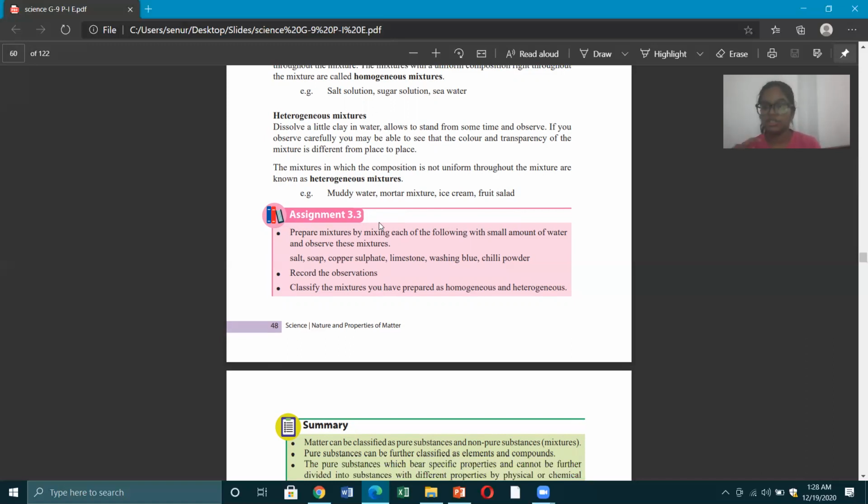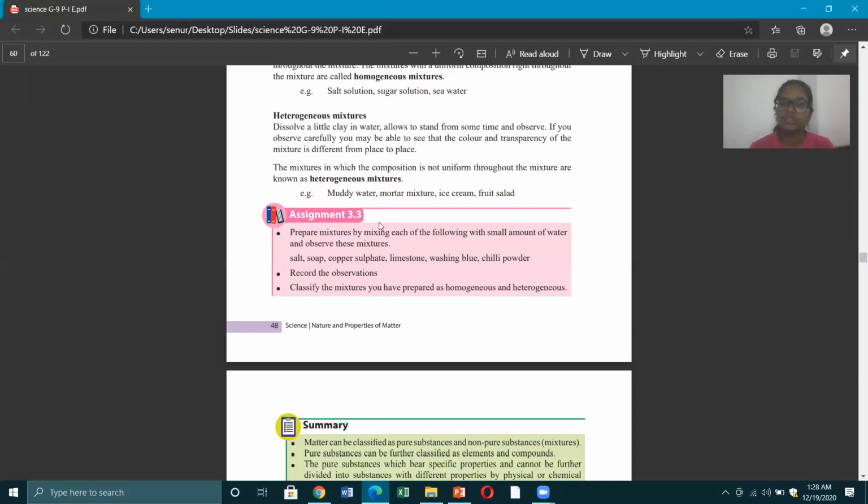And heterogeneous mixtures are the opposite of homogeneous mixtures. So that means the color and the transparency of the mixture is different from place to place. If the composition we see in a container is very different from place to place, then it's a heterogeneous mixture.